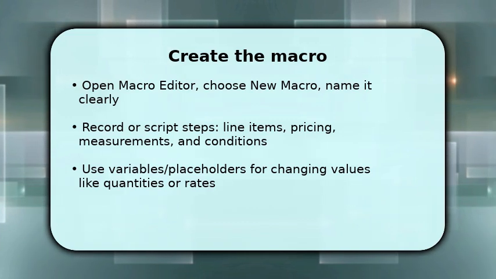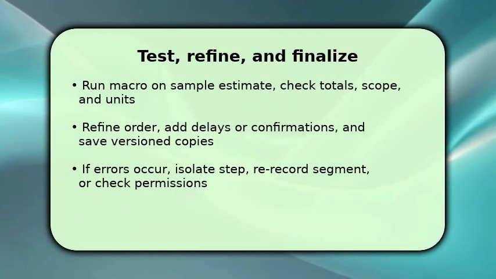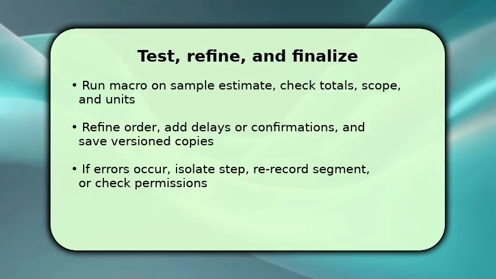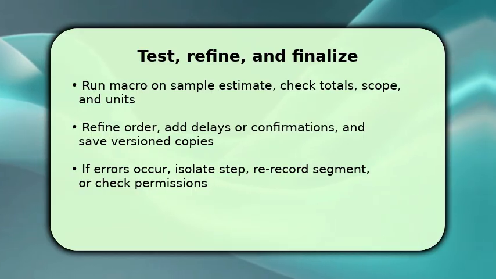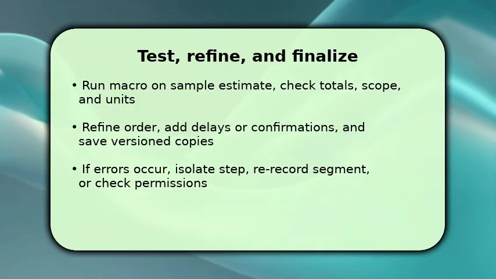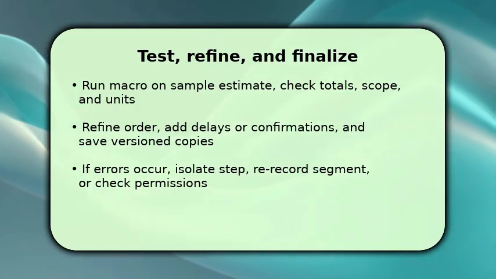To finish, run the macro on your sample estimate and verify totals, scopes, and unit types match expectations. This is where you catch misapplied items. Make refinements, reorder actions, add pauses or confirmation prompts, and save a version copy so you can revert.